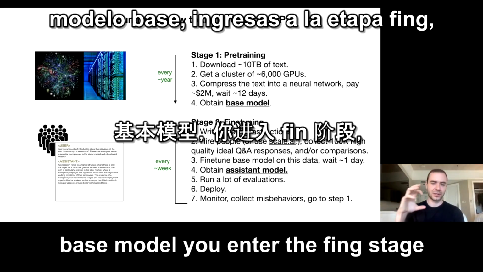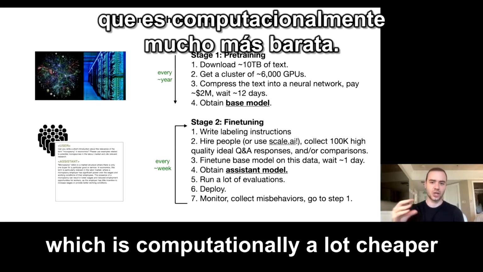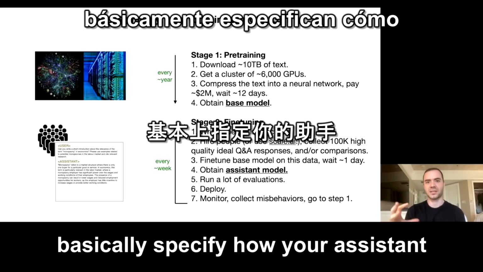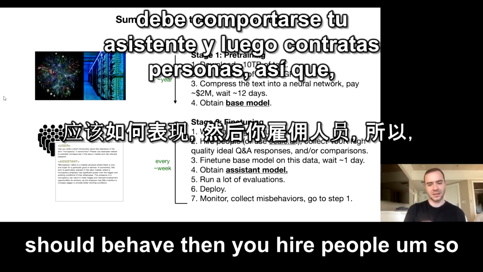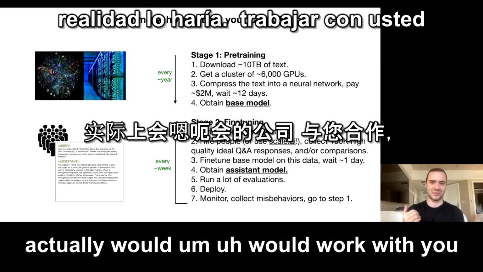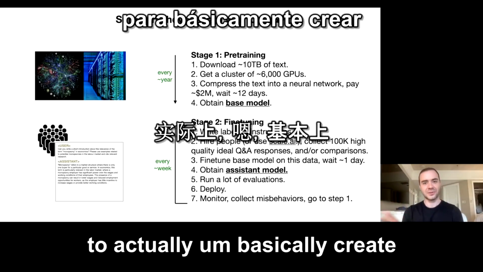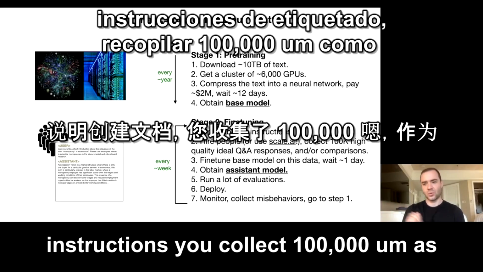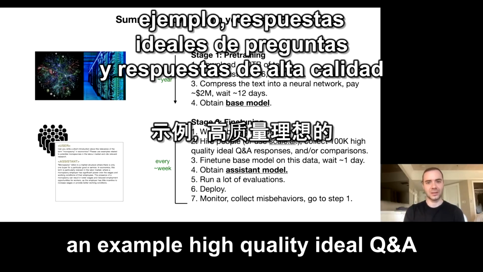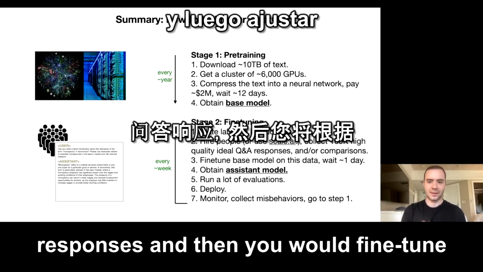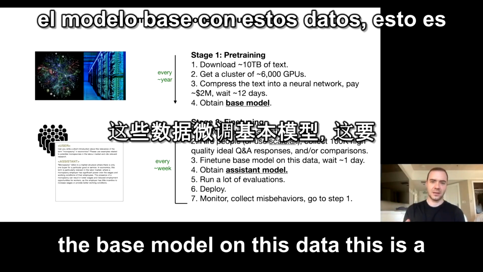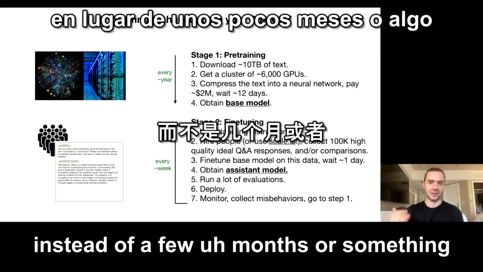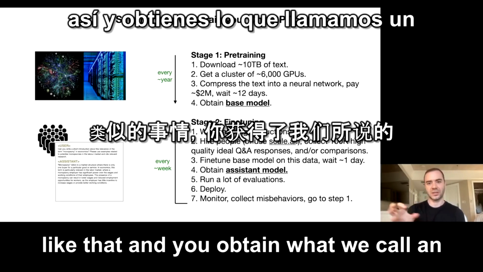Once you have the base model, you enter the fine-tuning stage, which is computationally a lot cheaper. In this stage, you write out some labeling instructions that basically specify how your assistant should behave. Then you hire people. For example, Scale AI is a company that would work with you to create documents according to your labeling instructions. You collect 100,000, as an example, high quality, ideal Q&A responses. And then you fine-tune the base model on this data. This is a lot cheaper. This would only potentially take like 1 day or something like that, instead of a few months. And you obtain what we call an assistant model.